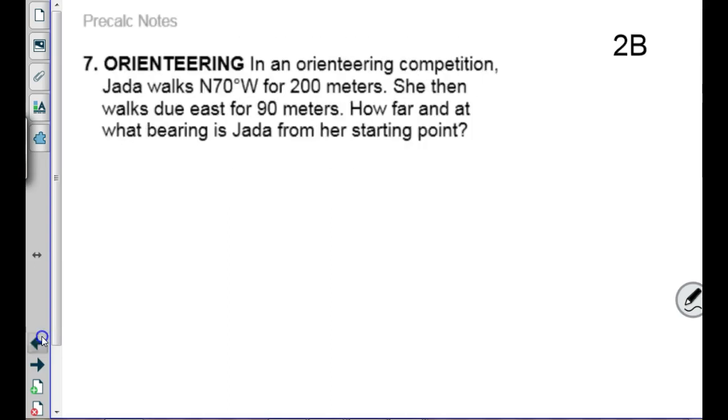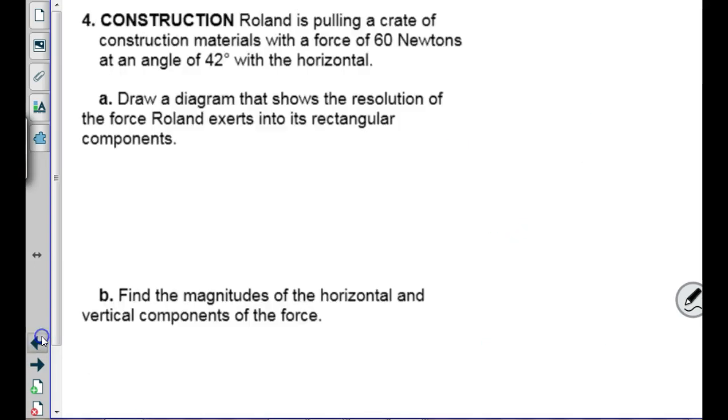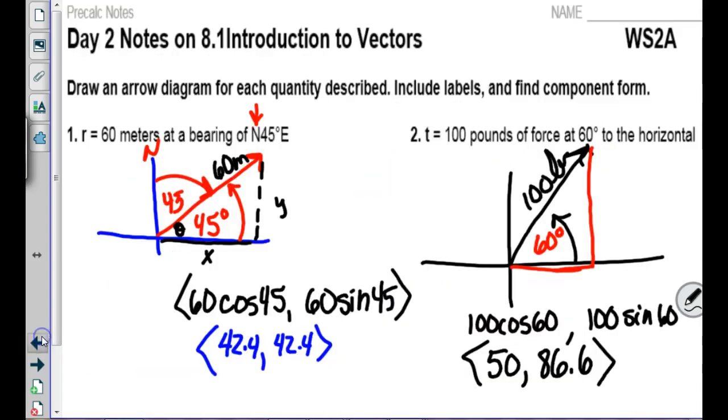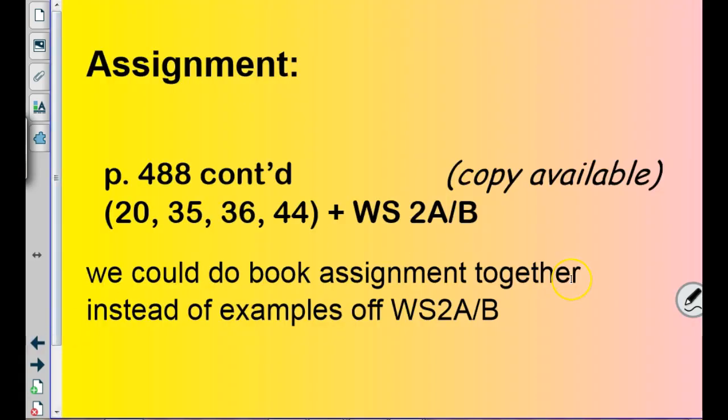I don't know where that was. The beginning? Yeah, here it is.